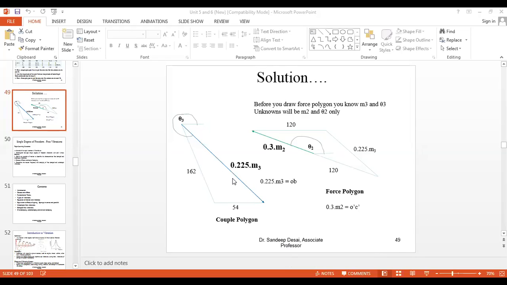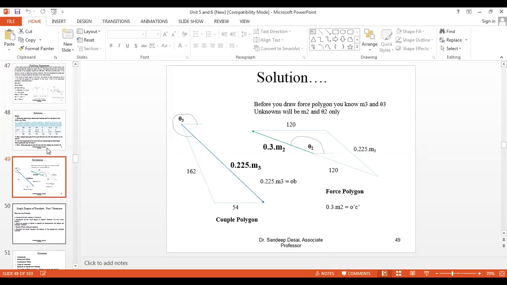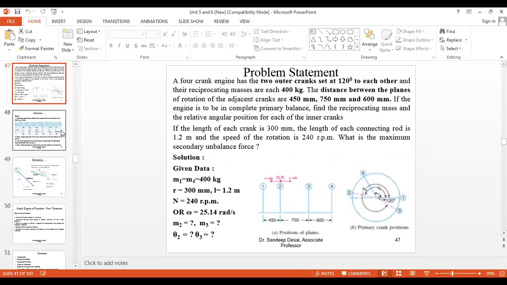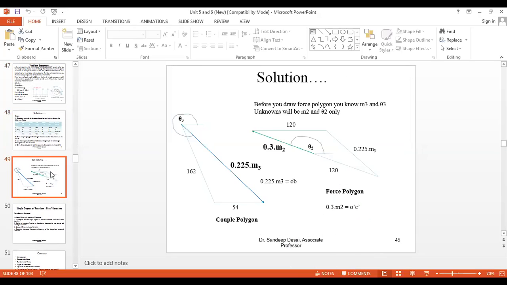Let us have a brief review of the procedure for drawing force and couple polygon, as you were requesting last time. Let us repeat it again. And then we are going to start with unit number 6, that is free and forced vibrations, which we are going to start from today.